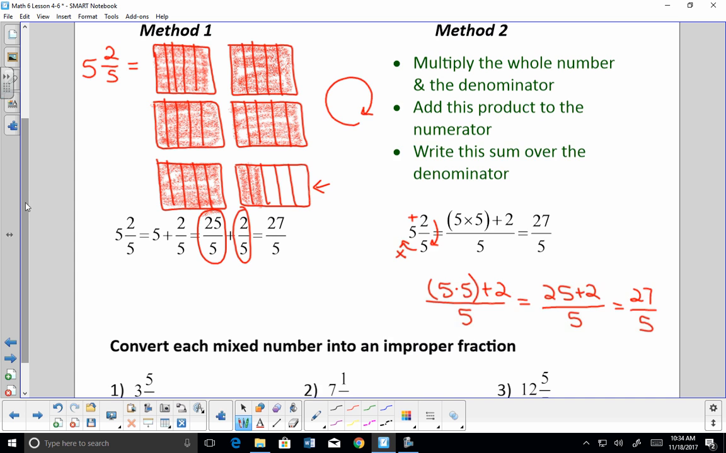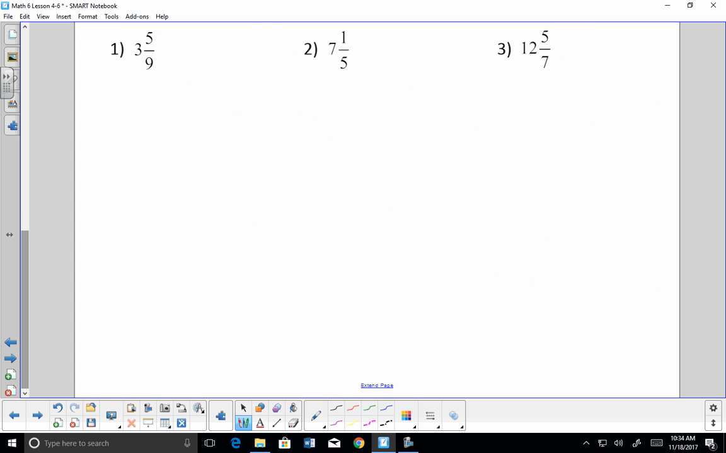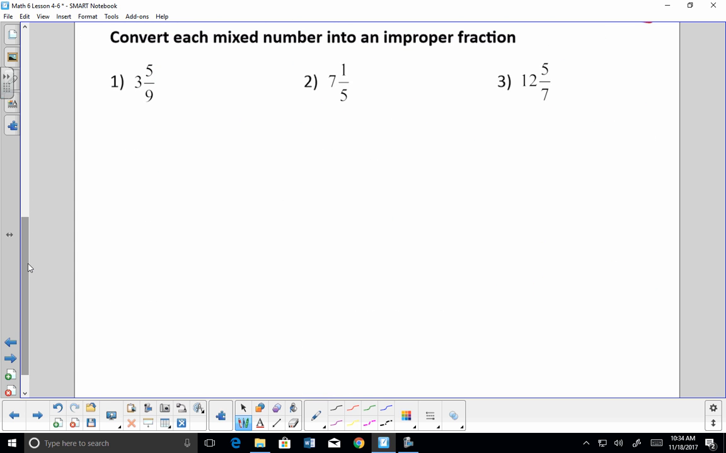Okay, let's take a look at converting some mixed numbers into improper fractions. If I have 3 5/9, and I want to write that as an improper fraction, I'm going to use the second method all the way through, because I'm just more familiar with it and I like it better. So I'm going to take my 9, multiply it by my 3, and remember you go this way, around the clock. So 9 times 3 plus 5, and write all of that over 9. So 9 times 3 is 27, 27 plus 5 all over 9.